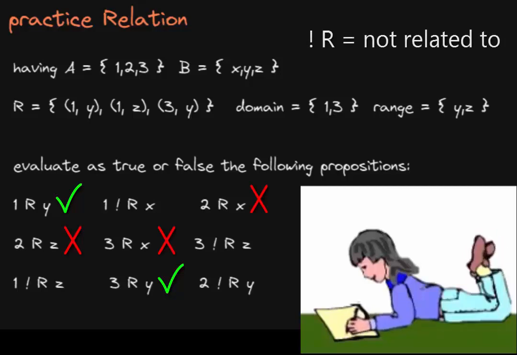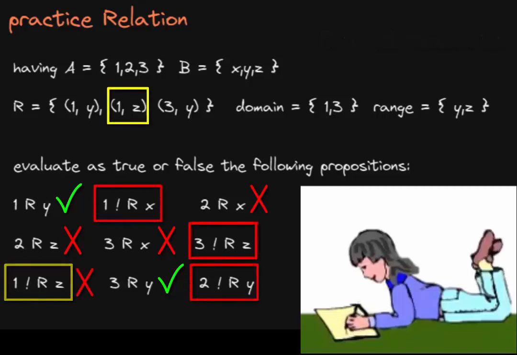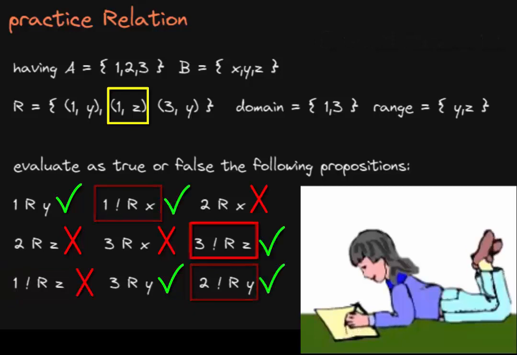Now let's see the negative ones. This is false because 1 is related to z, and these are correctly negated.